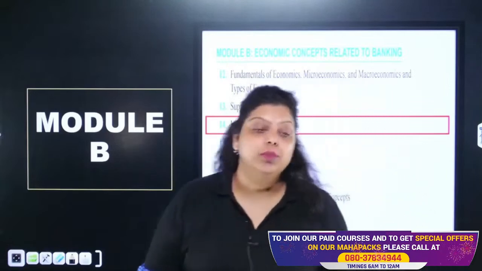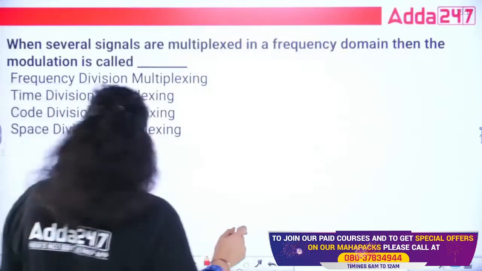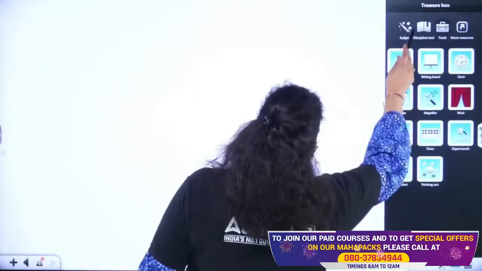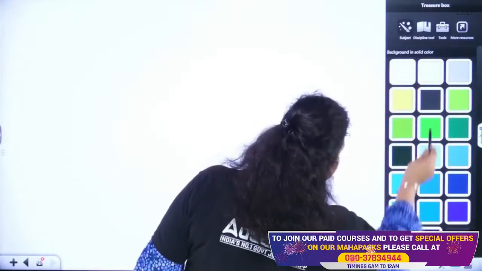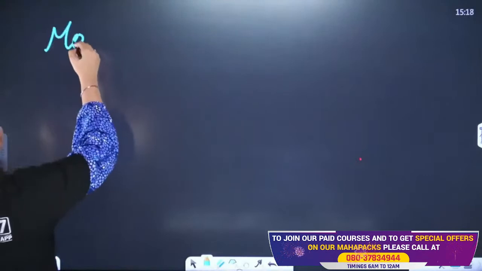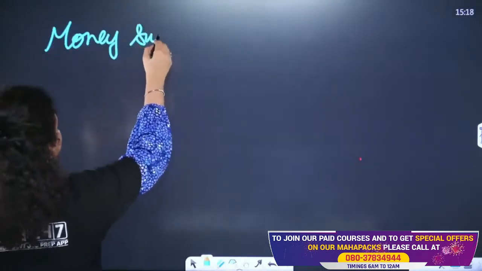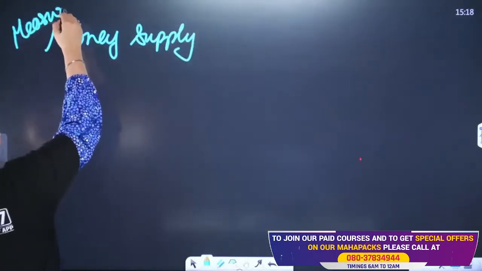So first of all, what is money supply? RBI is the central bank of our country, and RBI needs to measure the liquidity in the market. So RBI has to measure the money supply in the economy.